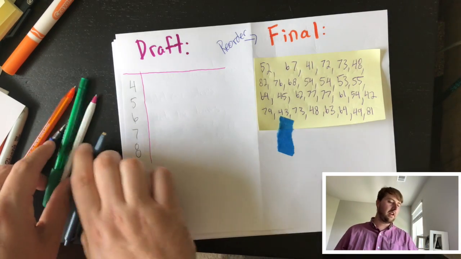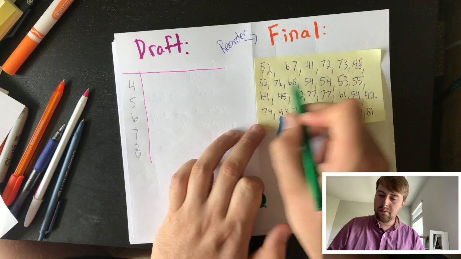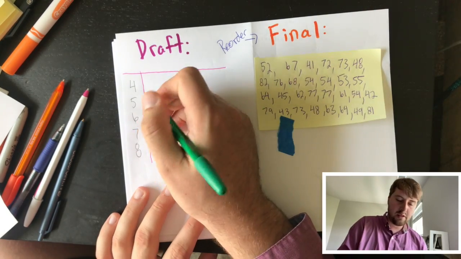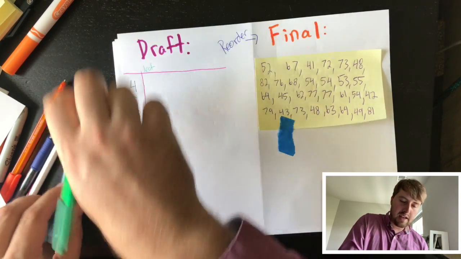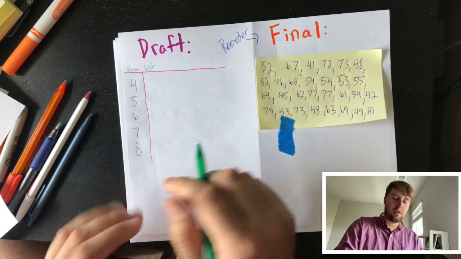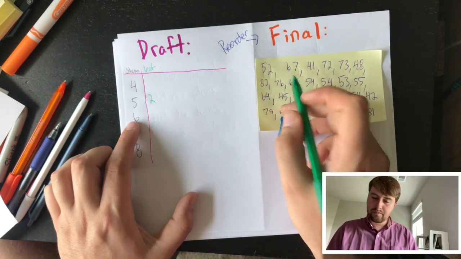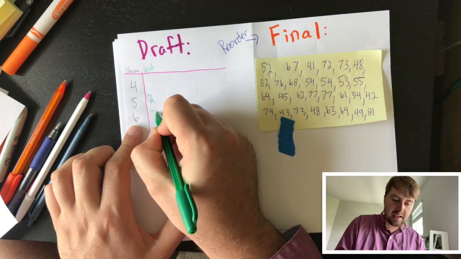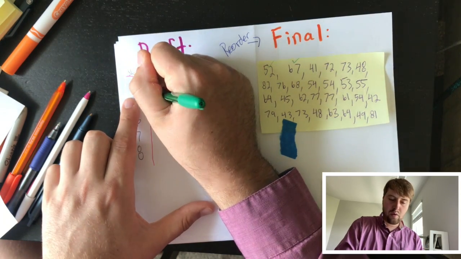And our third step was to plot our leaves. So you all can go ahead and work ahead if you'd like. I'm going to work this through. 52, our stem is 2. I'm just going to label the top just so we remember. 52, our stem is 5, our leaf is 2. I'm going to check them off when we do that. 67, stem is 6, leaf is 7. 41 is stem 4, leaf 1.